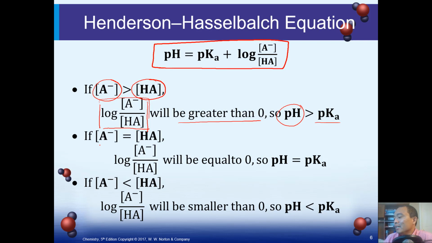Because when we have equal amounts of acid and base components, do remember the log would be log 1. Log 1 is 0. So pH, if this is 0, would be pH equals pKa. In other words, when you have an equal amount of conjugate acid and base in concentrations or moles, pH will be the same as pKa.